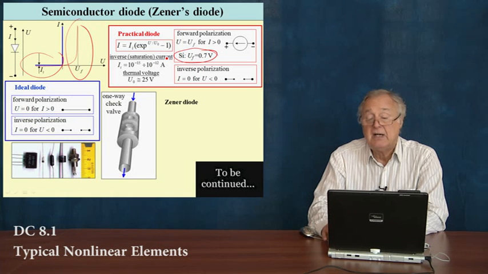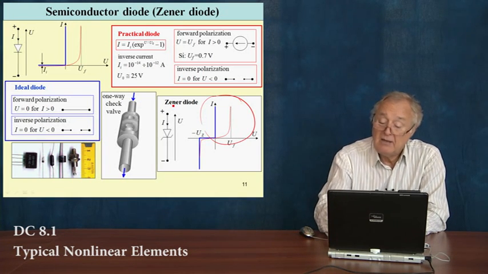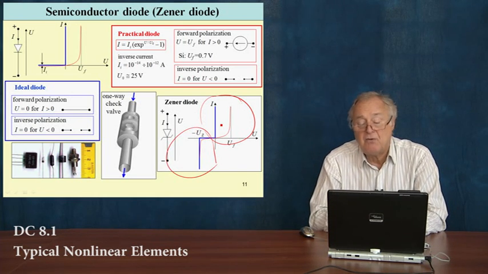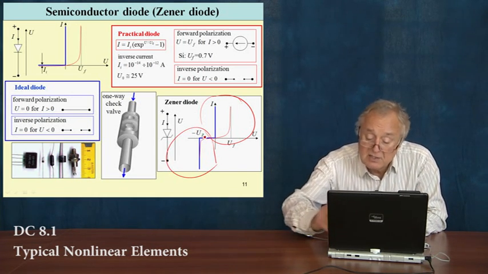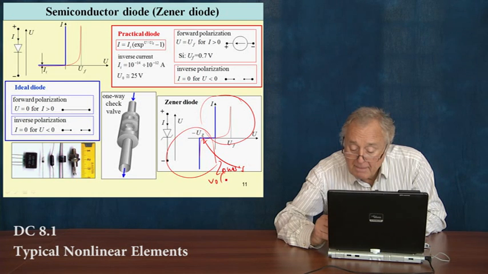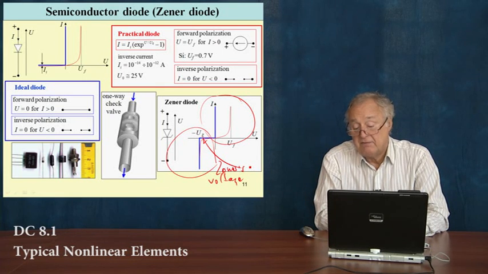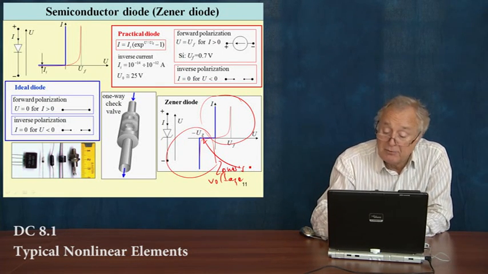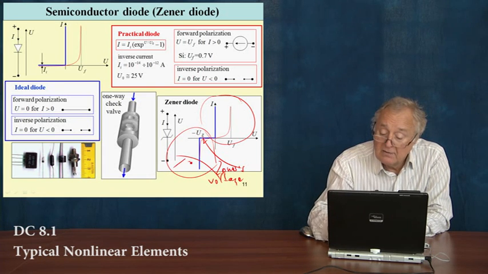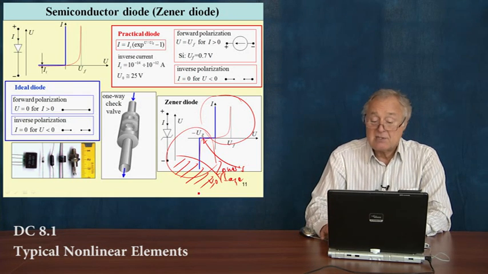A special case of diode is Zener's diode. Zener's diode has exactly the same characteristic in the first quadrant. In the third quadrant, it is the same up to some voltage, which is called Zener's voltage. This is Zener's voltage. At this voltage, we have a fixed value of voltage regardless of the current, obviously up to some maximum current. This is once again a forbidden area, as the power is above the nominal one. So this is Zener's diode.